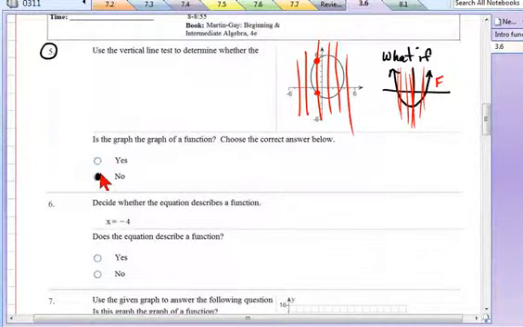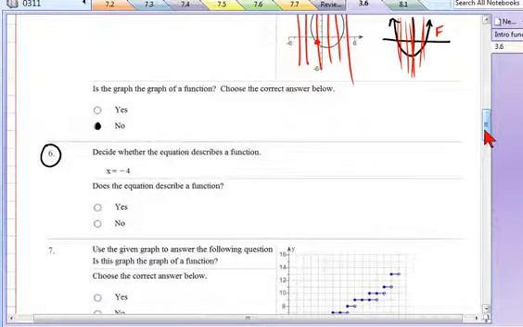Problem number 6. It says, decide whether the equation describes a function. Now, this is the only one of these that we do. In college algebra, you do a lot of this with a lot of different kinds of equations, determining if they're functions or not, but we just do this one.